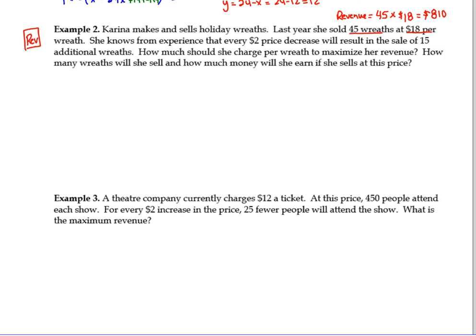Okay, so she knows from experience that for every $2 price decrease, it will result in the sale of 15 additional wreaths. She did some market research. So for example, if she decreased her price by $2, so she made it $16 instead, how many wreaths would she sell? She would sell 60. Okay, you don't have to write this down. So 60 times 16 would give you $960. You're starting to make more money.